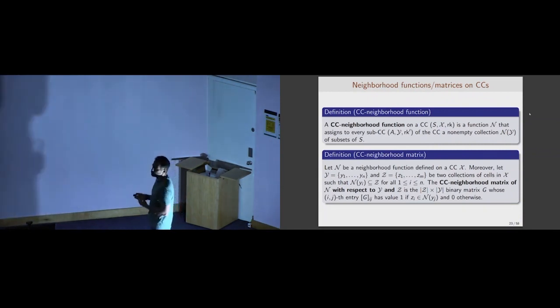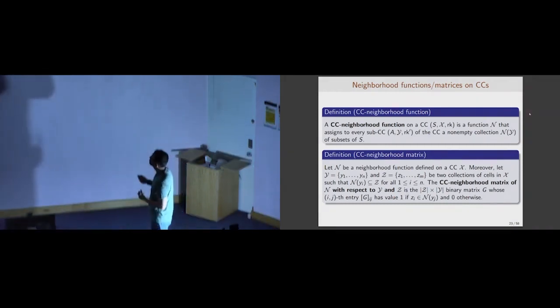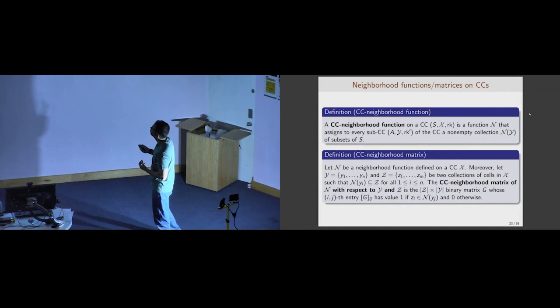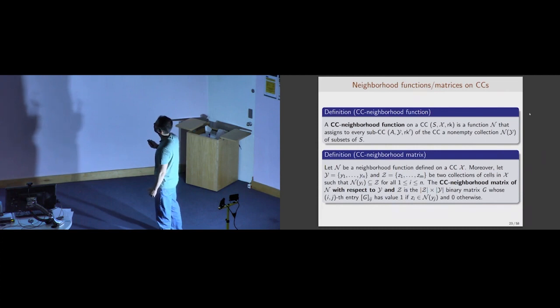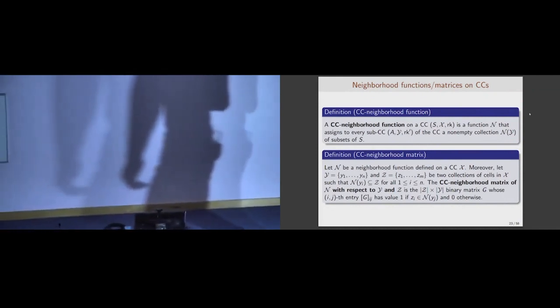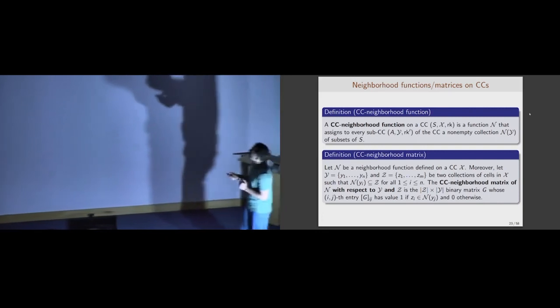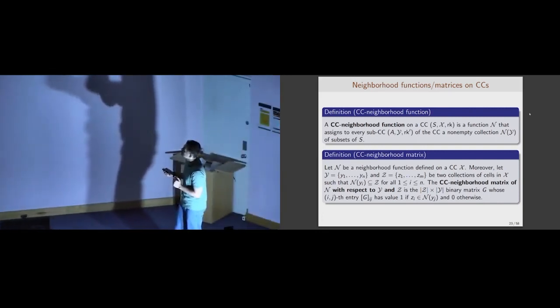You can think of the CC neighborhood matrix in a similar fashion, because the CC neighborhood matrix in this setup is a matrix that has cardinality of Z times cardinality of Y elements, so cardinality of Z rows and cardinality of Y columns. And essentially the ij cell in this matrix has a value of 1 if the ith cell in this collection Z of cells belongs to the neighborhood of yj. So you see now how the indices ij related to rows and columns have to do with elements zi and yj from the two collections of cells.